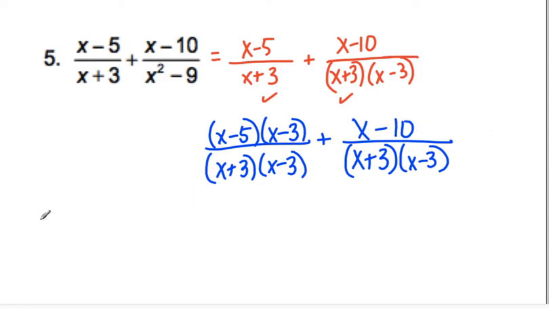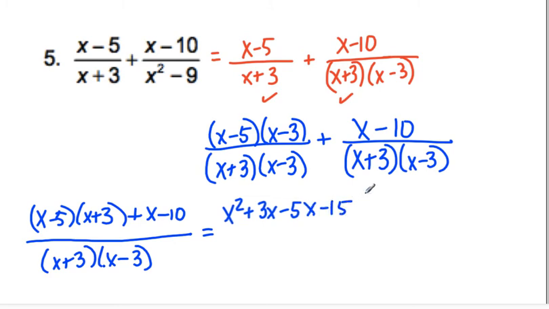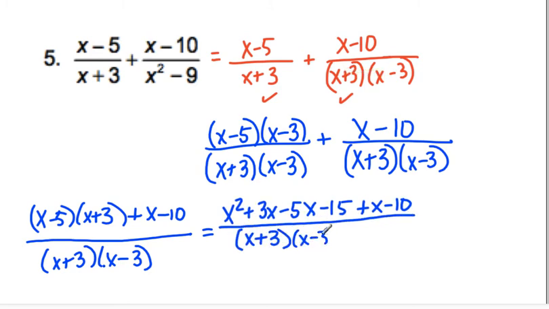So now if I put those together, I'm going to come down here to have more space. X minus 5, x plus 3, and then I have a binomial here, but it's a plus. So I don't have to really put them in parentheses because it's a plus. It doesn't hurt if you do. Either way will work, but that's only because it's a positive or a plus sign. Now let's clean this up a little bit. So I would FOIL this, so I'd have x squared plus 3x minus 5x minus 15 plus x minus 10 over x plus 3, x minus 3.